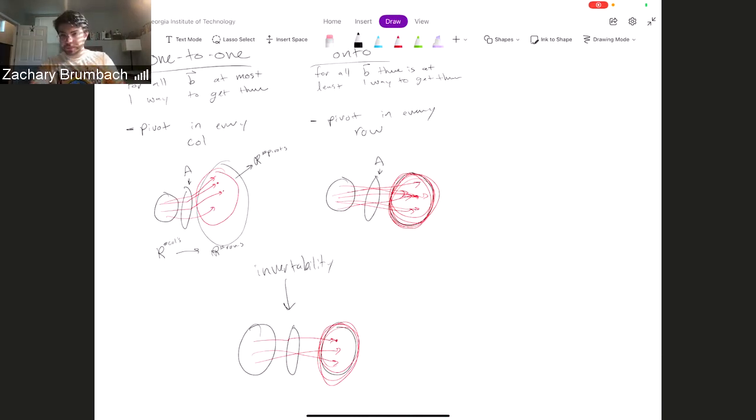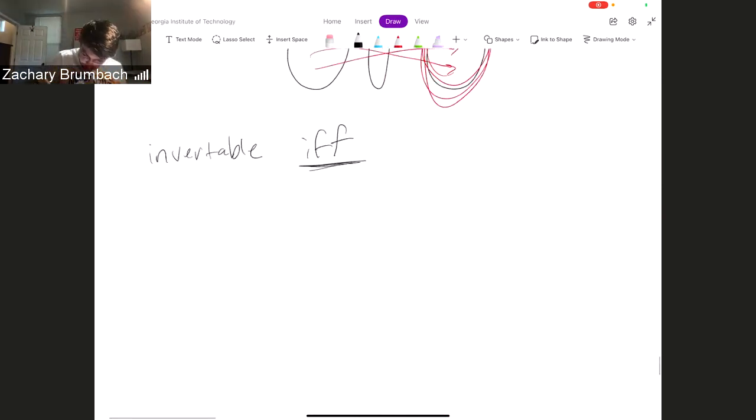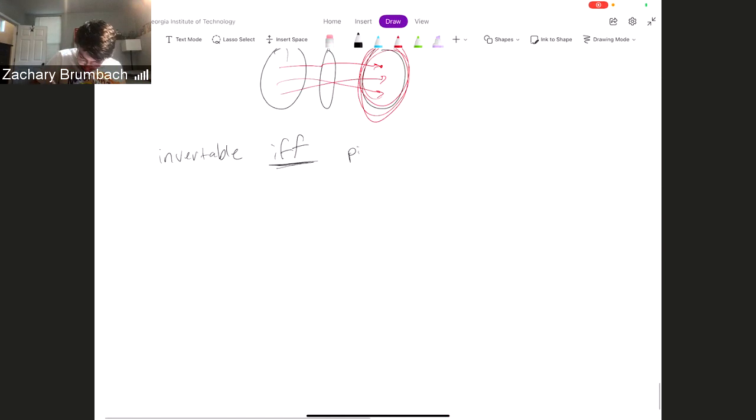All right. Moving on. One-to-one and onto. On that same note, things are invertible if both of these are true. Invertible if and only if there is a pivot in all rows and columns, which means it's square. It has to be square for that to be true.